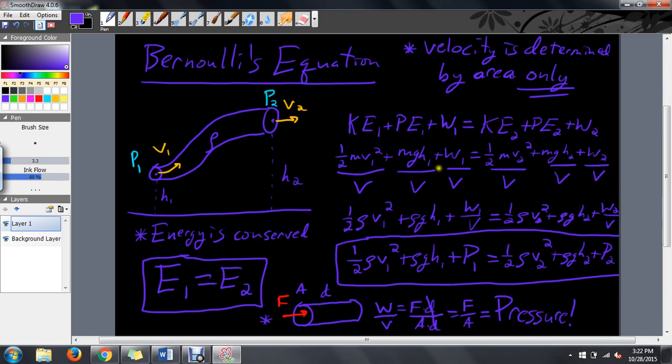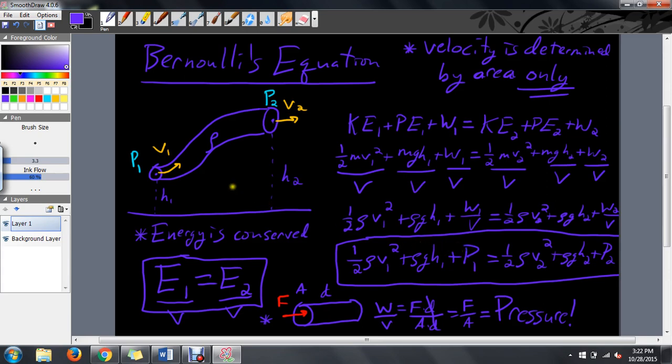So remember, if we divide by volume, these are technically kinetic energy density, potential energy density, work density. So technically, Bernoulli's equation is energy over volume equals energy over volume. Energy density stays constant. That's not that important, kind of. Why that's important is that the pressure itself is now another form of energy.